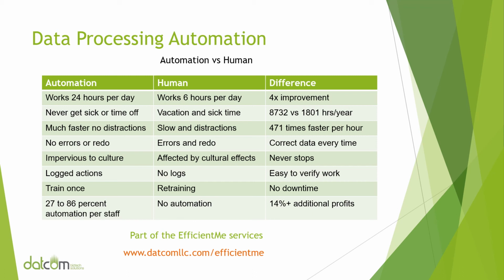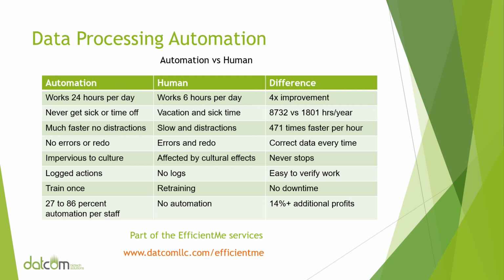The next thing to consider is automation is trained once, whereas with humans, you have to retrain them, especially if you have an individual that is leaving the company and a new one is coming in. So what's the difference? There's no downtime, there's no retraining for the automation.